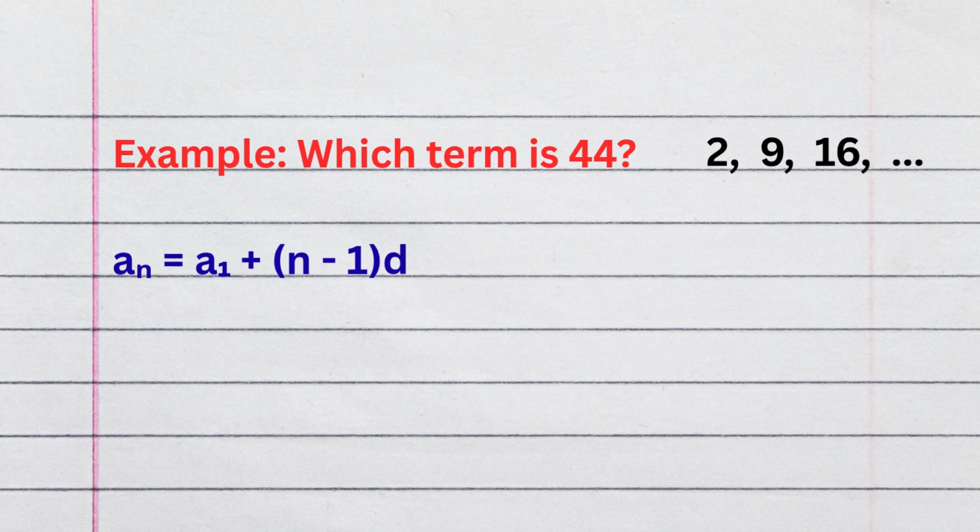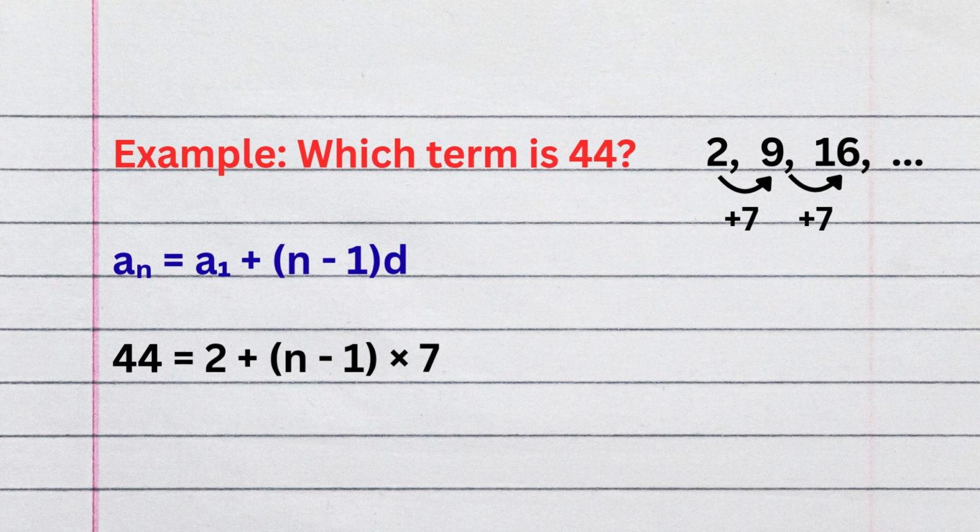Now let's flip it. What if we know a term, but we don't know its position in the sequence? In this example, we have 2, 9, 16, and so on. Which term is 44? We use the general term formula. Here, the first term is 2, and the common difference d is 7. We want to find which term equals 44. So we plug in the nth term equals 44. Then we solve the equation for n.